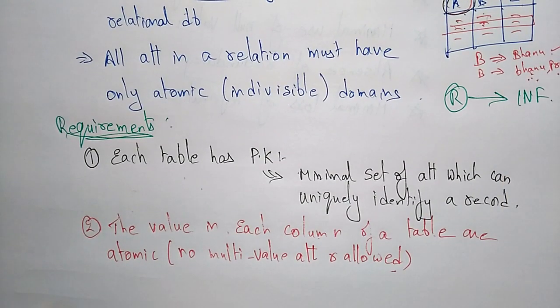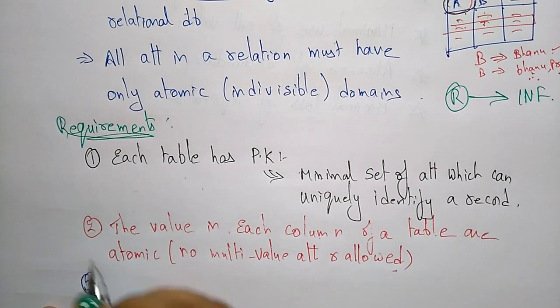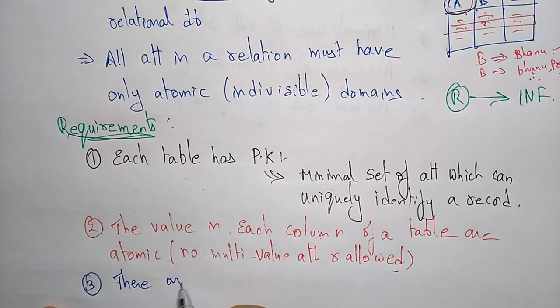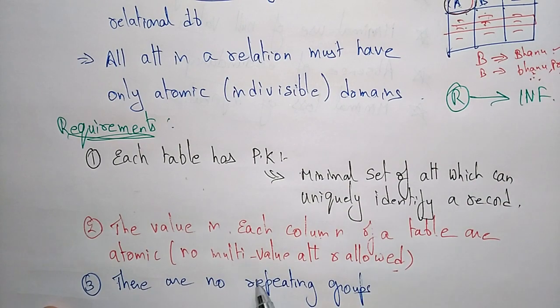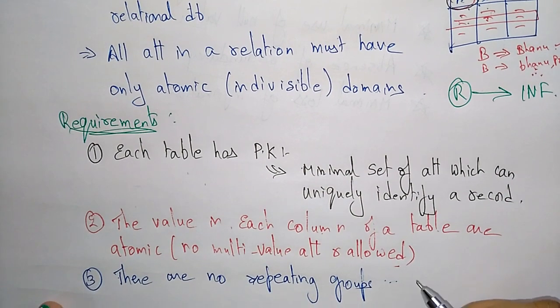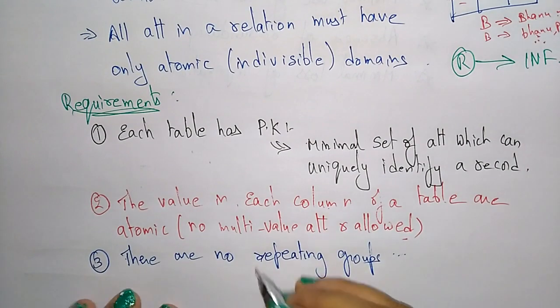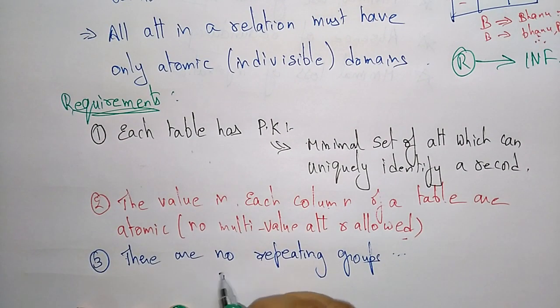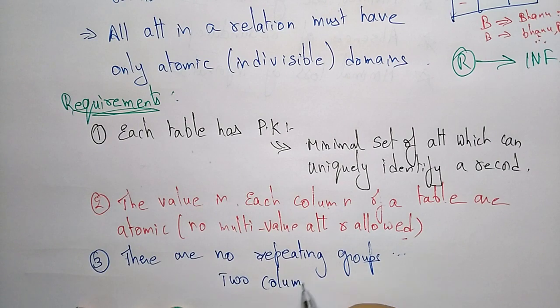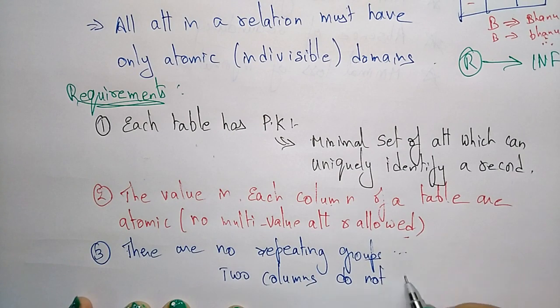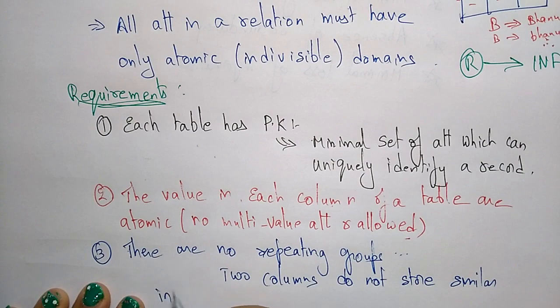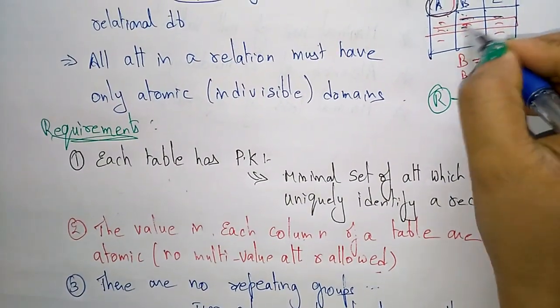And the third one is there are no repeating groups. You have to follow that. No repeating groups are allowed. What do you mean by repeating groups? It means two columns, two attributes, two fields do not store similar information, the same information. Are they allowed or not allowed for two columns?